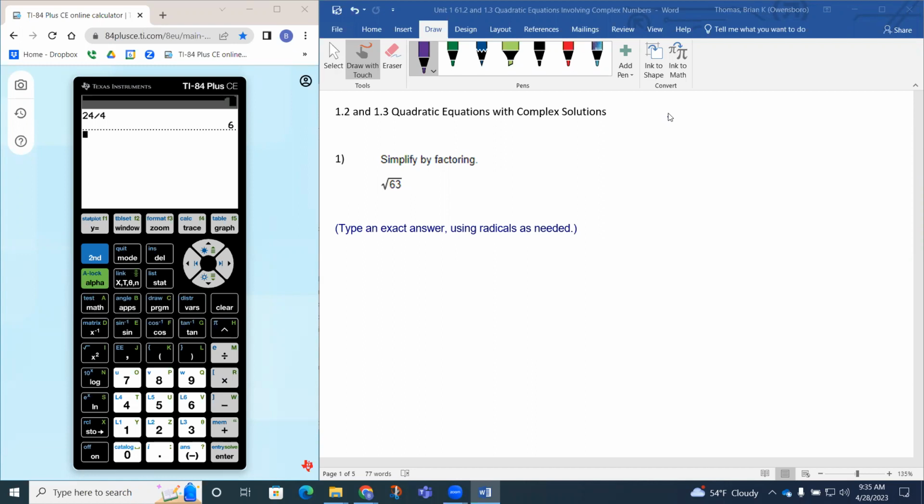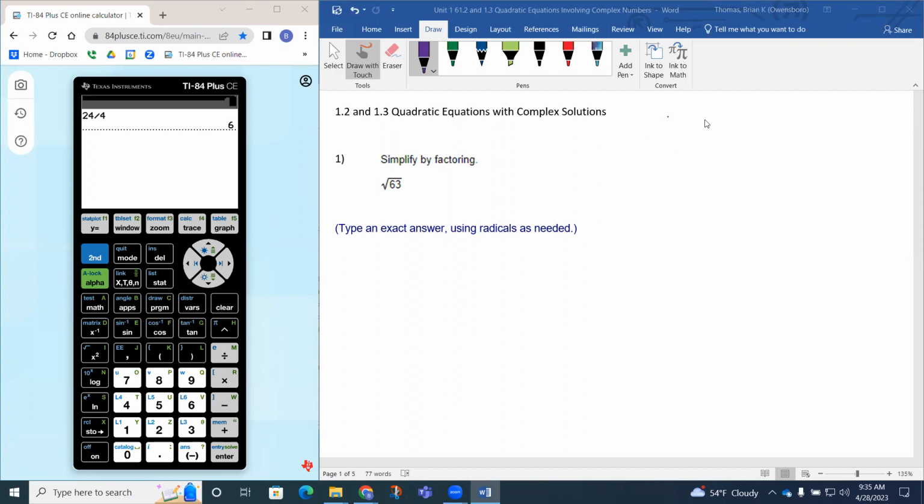So question one says simplify by factoring. Notice how it says also type exact answers using radicals as needed. So we can't just fire this into a calculator, because our calculator in this example will only give us a decimal answer and they want the exact answer.